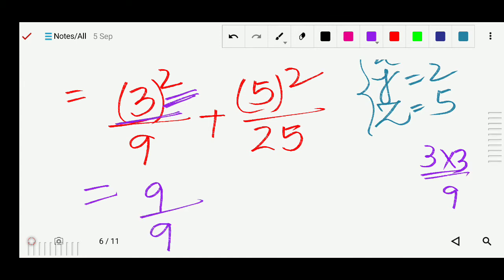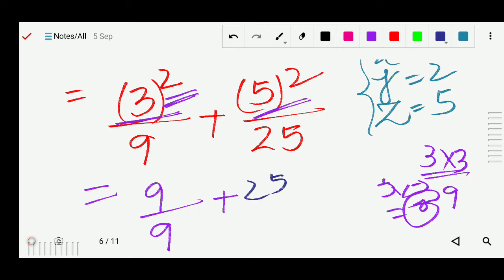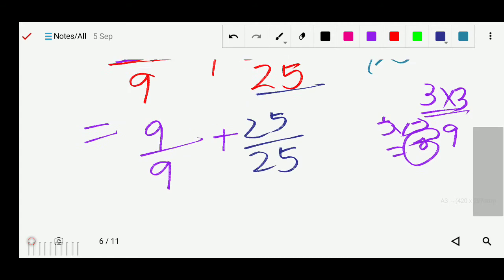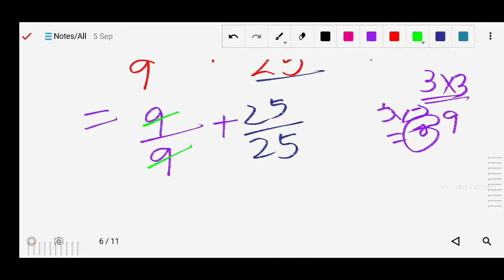So 9 divided by 9 plus... Again you can see 5 square means 5 into 5, so that will be 25. So you can write here 25 by 25, because the denominator part is only 25. So we write the same here. Now we can divide it. 9 by 9 is 1, 25 by 25 is 1 time.